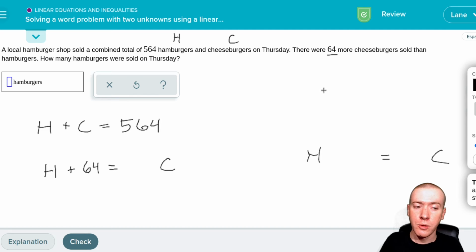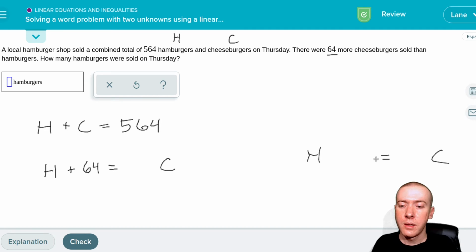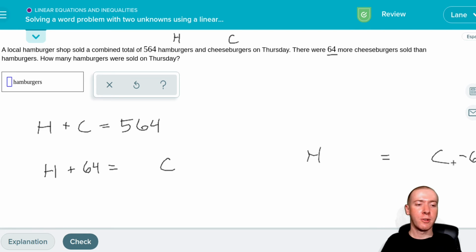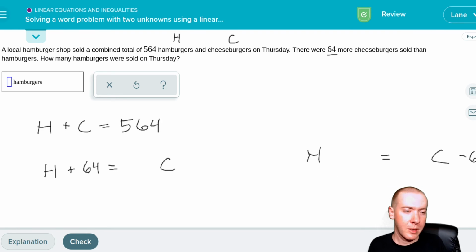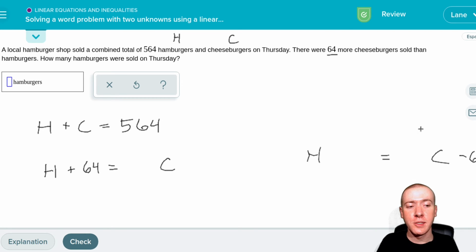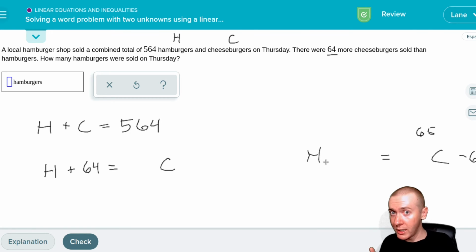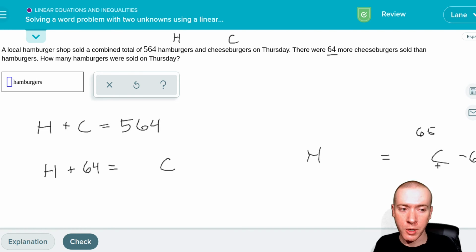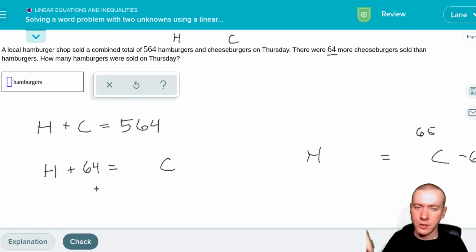Another way to write this would be like this. Since there were more cheeseburgers than hamburgers, we could write minus 64 on the right-hand side. We could write this equation, I'm sorry, you can't quite see the 4, but we could write H equals C minus 64. And then, for example, if there were 65 cheeseburgers, then there would be 65 minus 64, or 1 hamburger, and still we have 64 more cheeseburgers than hamburgers. So both of those equations will work. And in fact, you could get from this equation to the other one by subtracting 64 from both sides. Let's use this first one.